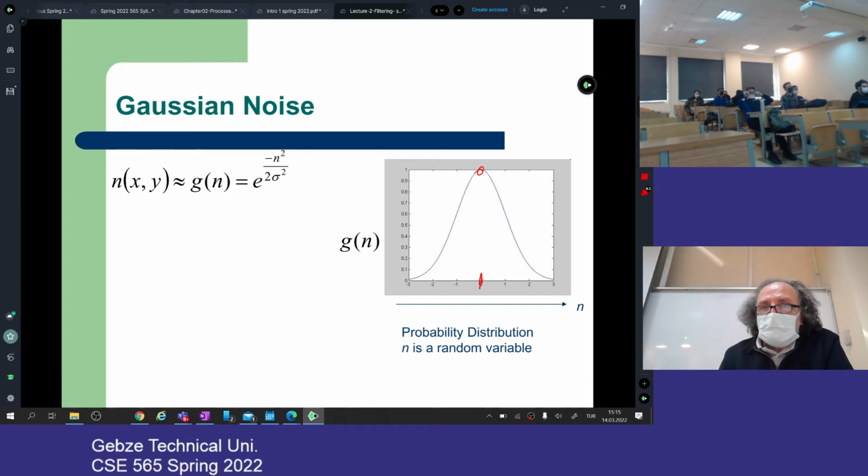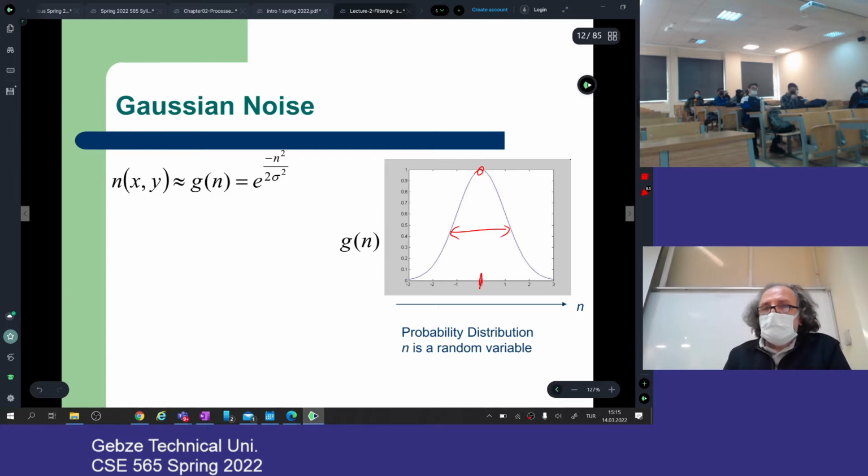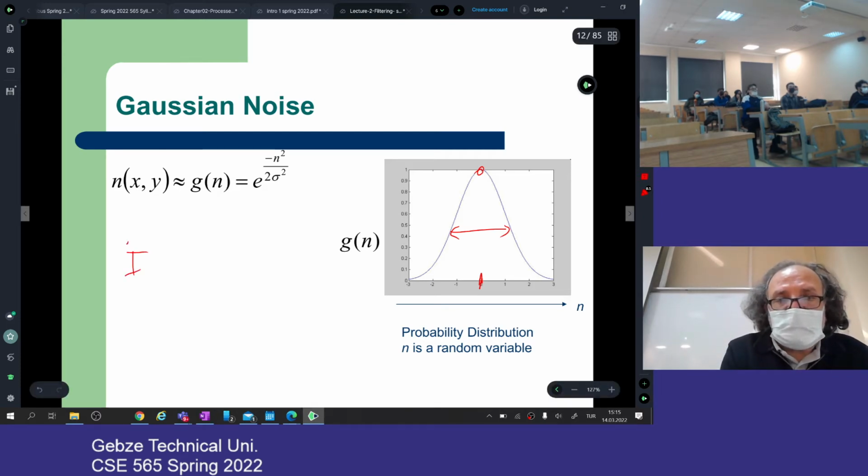Okay, and depending on the sigma value, this bell-shaped curve is sometimes wide and sometimes very, very narrow. If sigma is very small, it is very narrow. If sigma is large, the bell shape is wide. Okay?